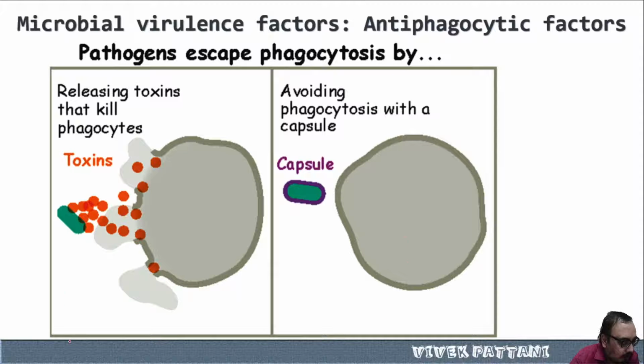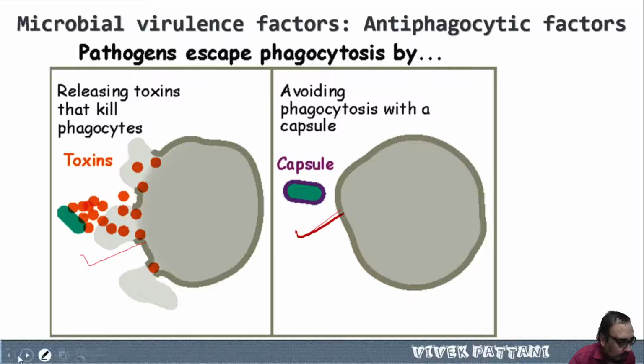One of the techniques is by releasing toxins which kill the phagocytes. For example, this bacteria produces toxins and kills the phagocytes. The second one is producing a capsule, through which it can avoid phagocytes.